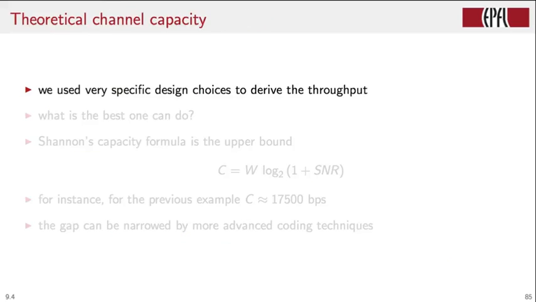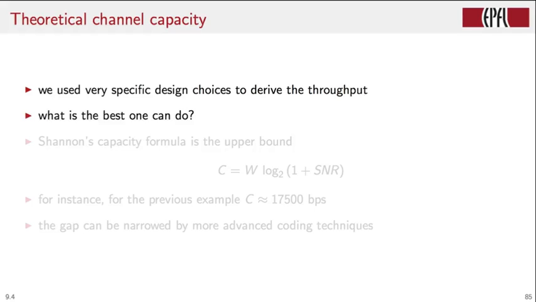Now the question is, are we doing good with respect to the maximum amount of information that we can send over this channel? Remember, we use very specific design choices to derive this figure of 9600 bits per second, a specific modulation scheme, a specific probability of error, and so on and so forth. What is the best one can do?